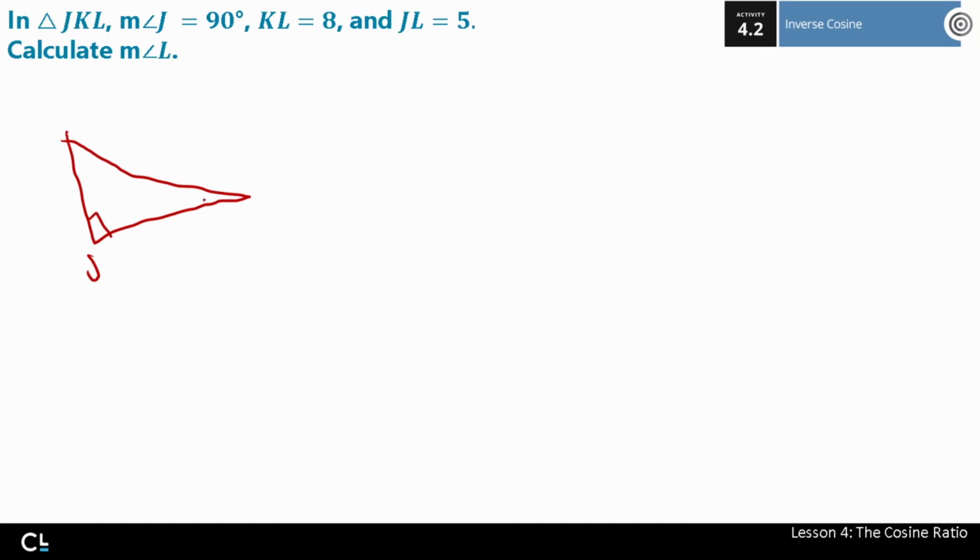So the only other thing that we have to do here is say which one's K and which one's L. And guess what? It doesn't really matter. So we're just going to say K and L. Another thing we know is that KL is 8. JL is 5. So we want to figure out what is the measure of angle L. Well, lucky for us, they told us the opposite, the adjacent, and my hypotenuse. And that's exactly what we need, because if we want to find the cosine of something, it's adjacent over hypotenuse, like we've been saying.